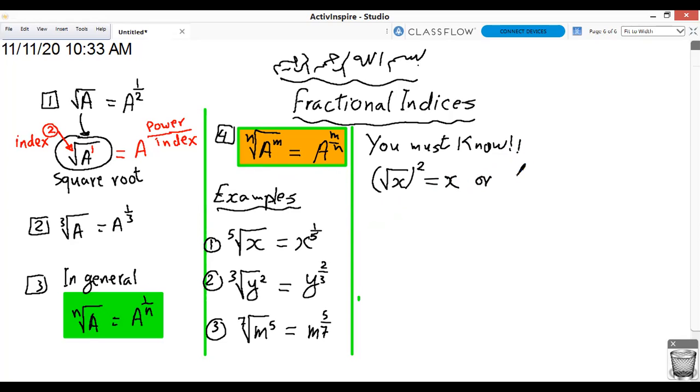Or sometimes you can write it like this. Take care. Root x times root x, it will be x. This is the same, huh?